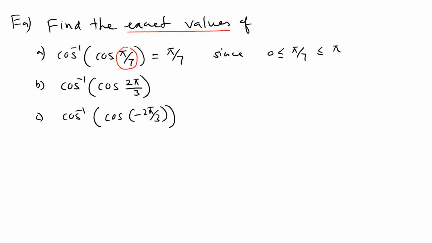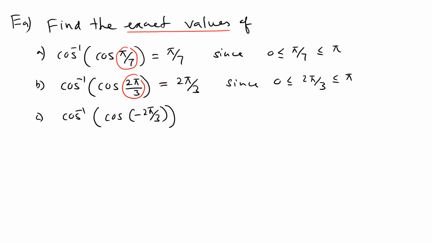Again, the next one, we check whether this number is in the interval from 0 to pi, and you can see that yes, it's in between. So that means it's also going to be 2 pi over 3 for the same reason, since 0 is less than or equal to 2 pi over 3, which is less than or equal to pi.